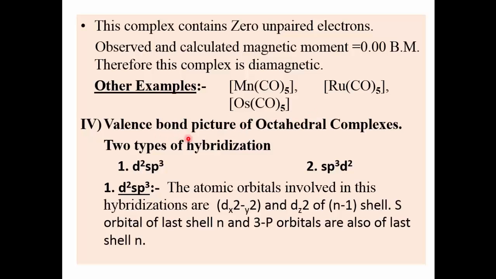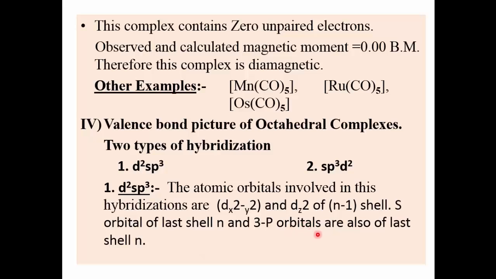Now see a very important valence bond picture, that of the octahedral complex. There are two types of hybridization. The first one is d2sp3 and the second one is sp3d2. Let us see the first one, d2sp3. The atomic orbitals involved in this hybridization are dx2-y2 and dz2 of the (n-1) shell, the s orbital of the last shell n, as well as the 3 p orbitals, also of the last shell n.